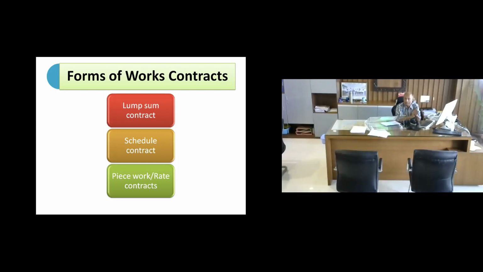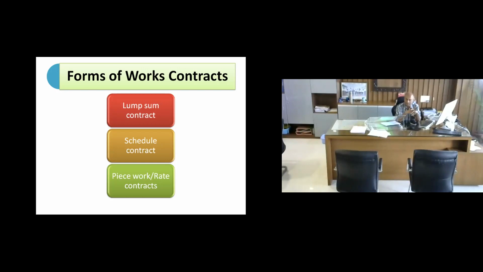Then a schedule contract is something where you have a detailed schedule. Say if a room is to be constructed, then you will excavate the foundation first, then do base concreting, then brickwork, then columns, you come to a certain level, you do roof casting. Everything is piecemeal. So that is called a schedule contract.